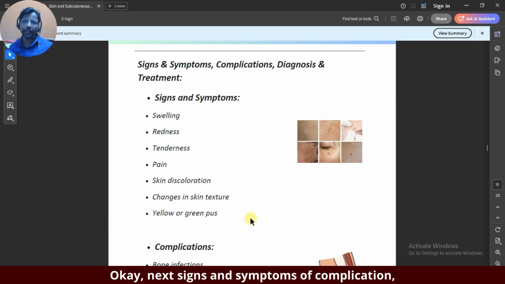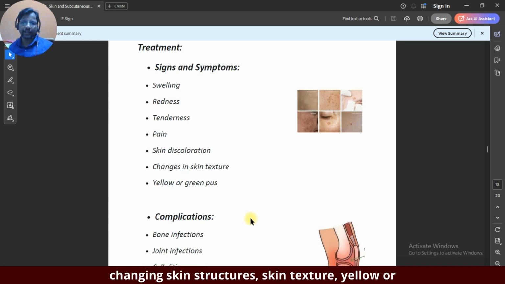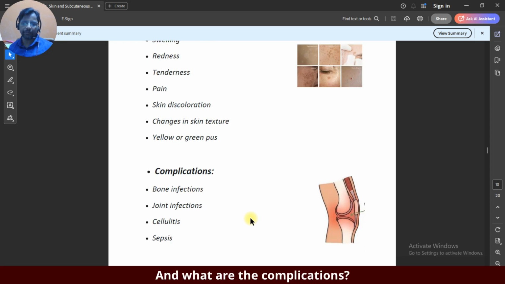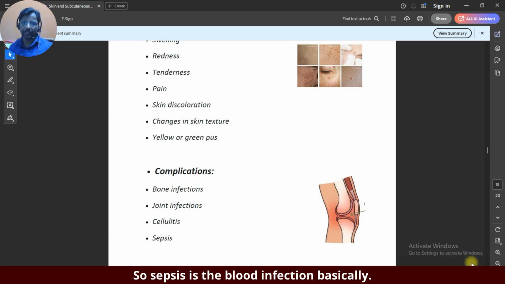Next, signs and symptoms, complications, diagnosis and treatment of pressure ulcers. The most common signs and symptoms are swelling, redness, tenderness, pain, skin discoloration, changes in skin structure and texture, and yellow or green pus. And what are the complications? Because of this skin ulcer, the patient can have bone infections, joint infections, cellulitis as well as sepsis. Sepsis is basically a blood infection.